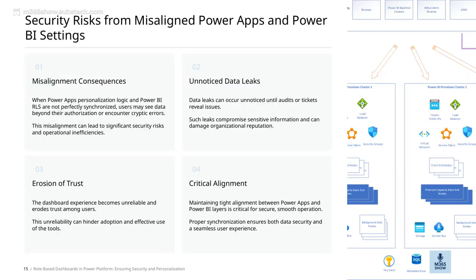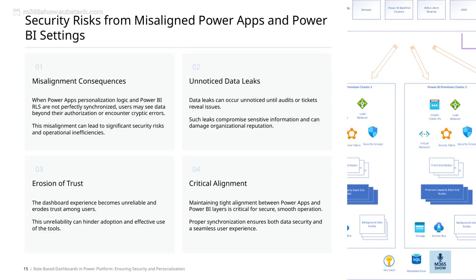Let's talk about the security risks that can arise when Power Apps and Power BI settings are not properly aligned. Maintaining a tight synchronization between these two layers is absolutely critical for ensuring secure and smooth operation. When they are properly synchronized, it not only helps protect our data, but also provides a seamless experience for users. If this alignment slips, the dashboard experience can become unreliable, which erodes trust among users. When users see inconsistent or incorrect data, they may start doubting the tool's reliability, and that can really hinder adoption and effective use of these platforms.